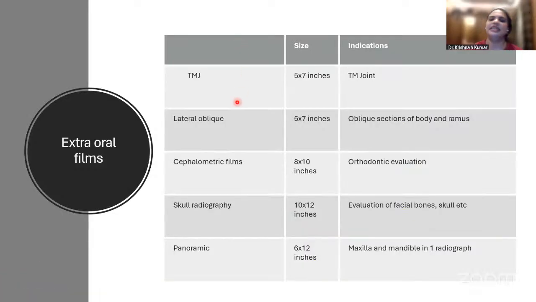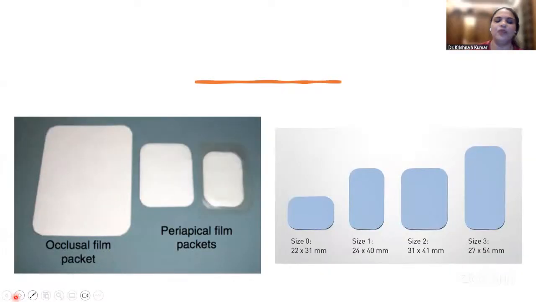Extraoral films are TMJ, lateral oblique, cephalometric, skull radiography, and panoramic. For the TMJ and lateral oblique, the size is 5x7 inches. For cephalometric, it is 8x10. Skull radiography is much bigger, 10x12, and is mainly useful for the evaluation of facial bones, skull or sinus. Panoramic radiograph is 6x12 inches, where you can see, as I already told, the maxilla and mandible in one radiograph.